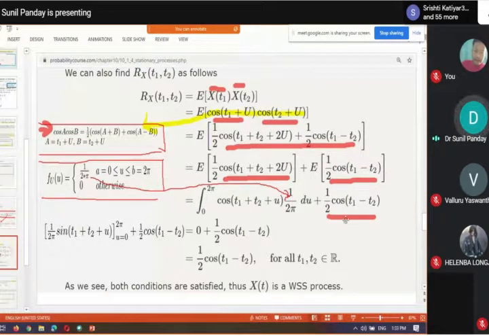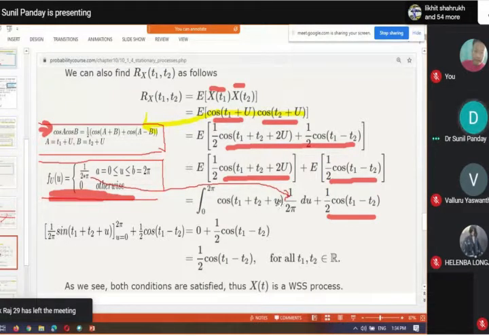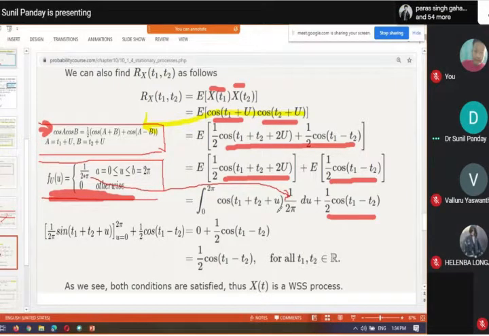So the expectation of a constant is the same constant, and the first term is a function of the random variable U, whose density function is given by this because U follows the uniform distribution on 0 to 2π. So we have to integrate 1/2 cos(t1 + t2 + 2u) against the density. I think here there should be a 2.